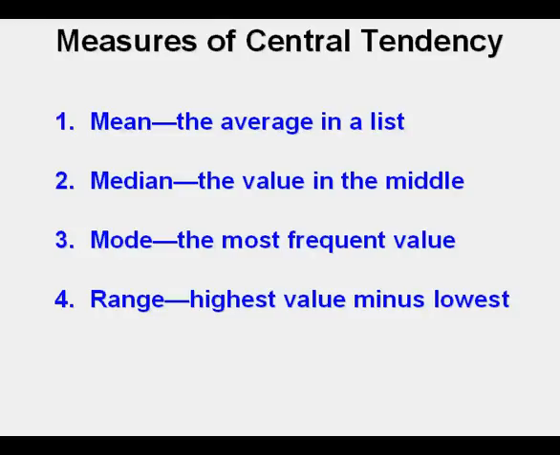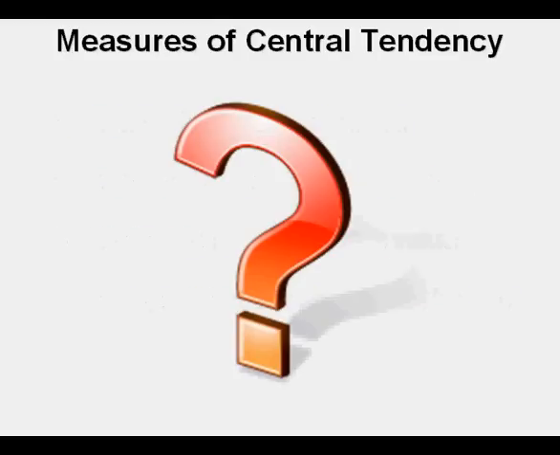The mean is the average of a list of values. The median is the value in the middle between the highest and the lowest. The mode is the most frequently occurring value, and the range is the difference of the highest value and the lowest value. Why do we do it this way?